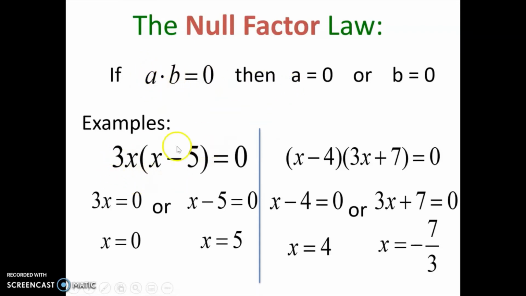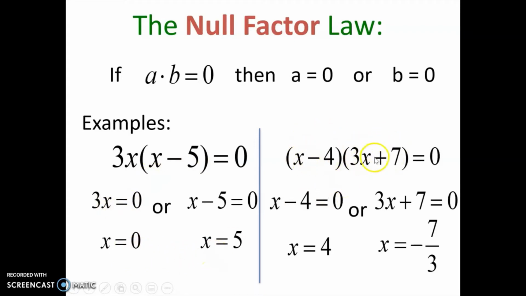For example, this is a factored quadratic. We have something here times something, and it equals 0. Therefore, this factor, 3x, must be 0, or this factor, x minus 5, must be 0. This is the standard way of solving quadratics, because now each equation can be solved for x, and we have two solutions.